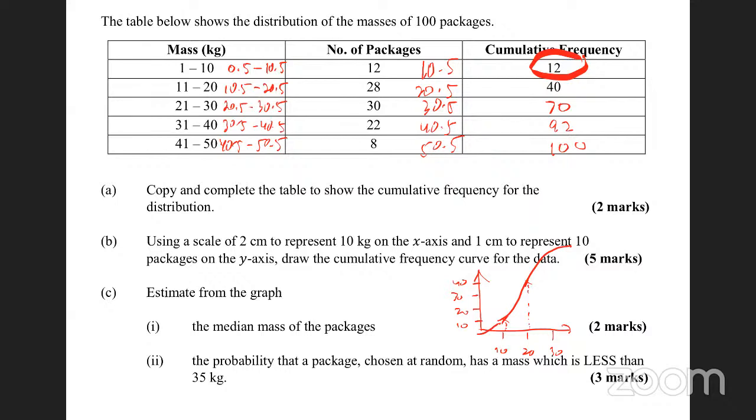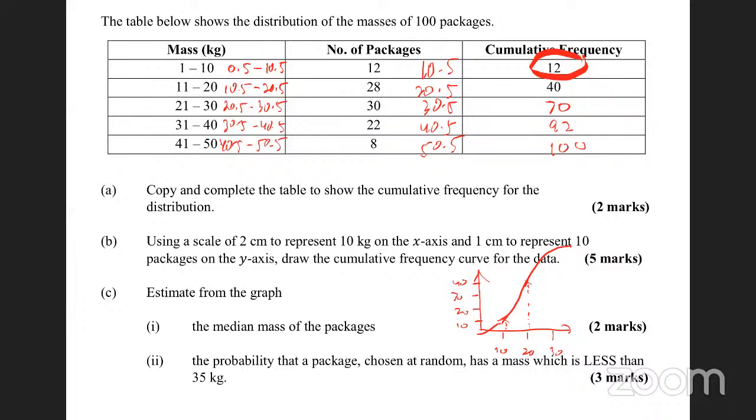All right. Next part. All right, so let's take a look at the next part. On your graph, get the median. Median is what? Median is the middle, right? So you have 0 to 100.